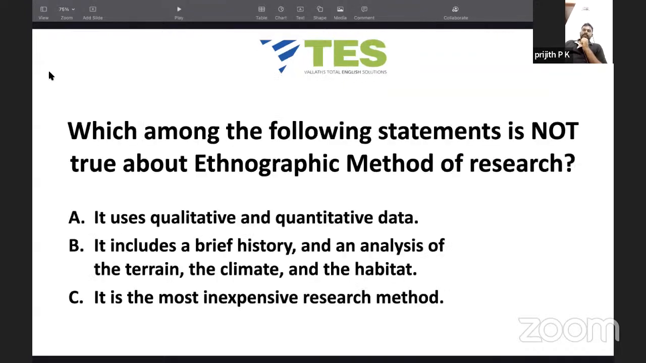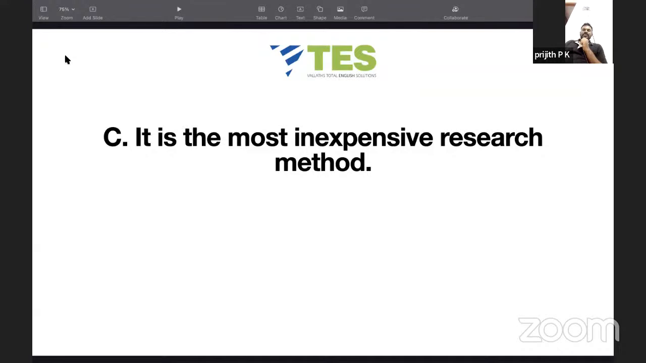Next question. Which among the following statements is not true about the ethnographic method of research? Option A, it uses qualitative and quantitative data. Option B, it includes a brief history and an analysis of the terrain, the climate, and the habitat. Option C, it is the most inexpensive research method. Use your common sense and you'll get the answer. Yes, it is the most inexpensive research method, and that is not true.